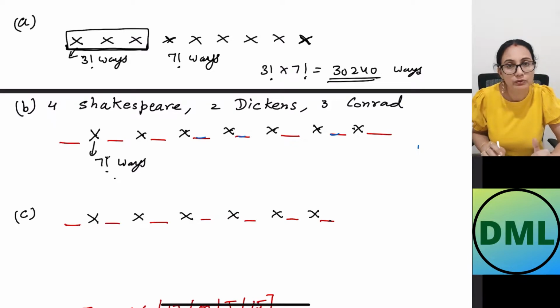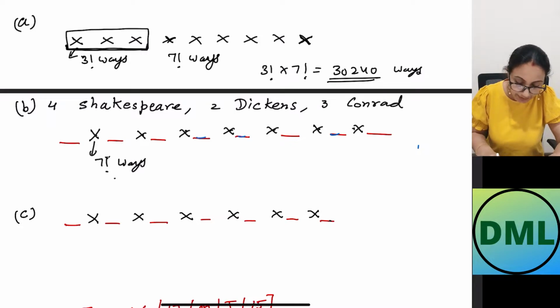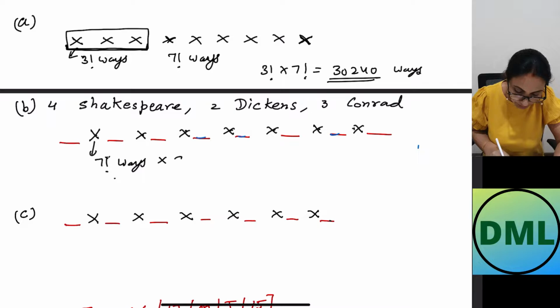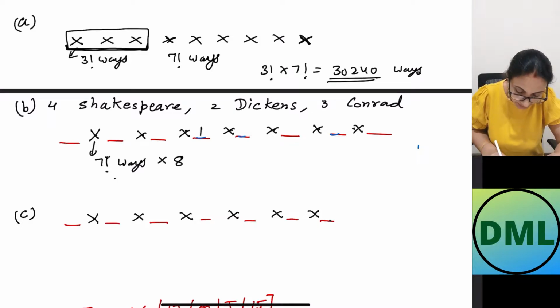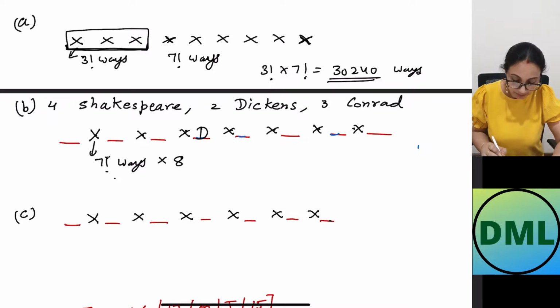Now, we have 2 Deccan books available with us. To keep the first Deccan book, I have 8 places available: 1, 2, 3, 4, 5, 6, 7, 8. So this answer should be multiplied by 8 to keep the first Deccan book. Let's say that you kept it here. Now 1 book is gone.